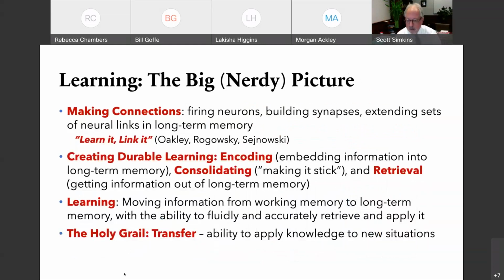And it's all about encoding and consolidating what we learn, moving it from short-term memory into long-term memory, and then being able to retrieve it fluidly, especially in new and novel situations. That's really the holy grail, transfer. That's really hard. If this were Bloom's taxonomy, that would be at the top of the cognitive science list. But what we want to do is help students encode information, consolidate it in different ways, and then be able to retrieve it. That's really what learning is all about from the cognitive science side.